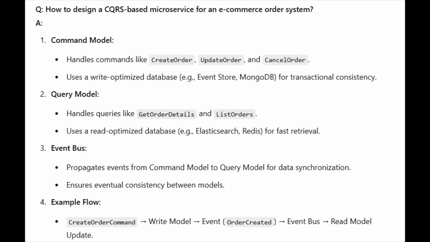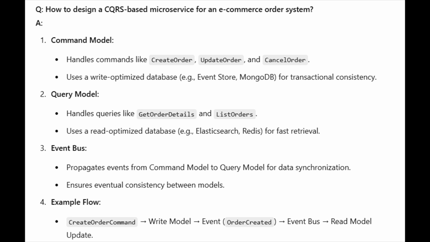How to design a CQRS-based microservice for an e-commerce order system. The command model handles commands like create order, update order, and cancel order. It uses a write-optimized database, e.g., event store, MongoDB, for transactional consistency. The query model handles queries like get order details and list orders. It uses a read-optimized database, e.g., Elasticsearch, Redis, for fast retrieval.